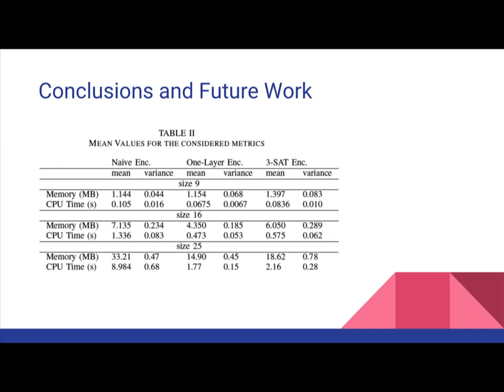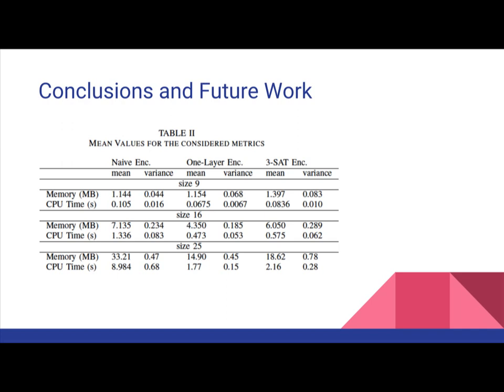So, the possible future work: one analysis we did was, for the given 500 Sudokus, we found the mean and variance of the memory and CPU time, as these were the most important metrics we found. One-layered encoding has a slightly better mean and variance compared to the three-set. However, three-set is much better than the naive encoding, especially as the size increases. So one possible future work could be optimizing our approach further, such that the mean and variance of the three-set approach are also much better than the one-layer encoding.